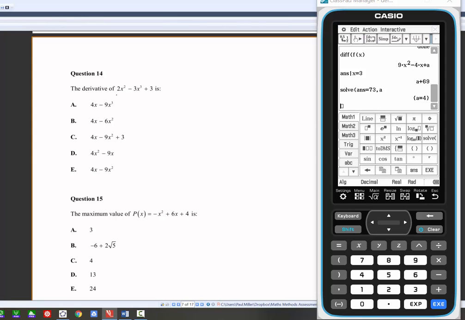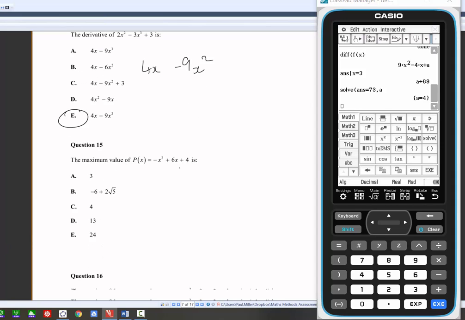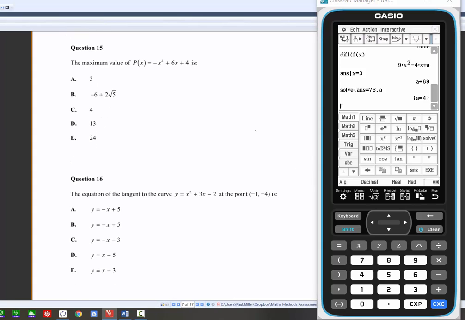Easy. Derivative of this is 4x, take 9x squared. Yeah, that's it. 4x, take away 9x squared. Yep. Okay, after all the cool stuff that we've been doing, just that. Anyway, min value.